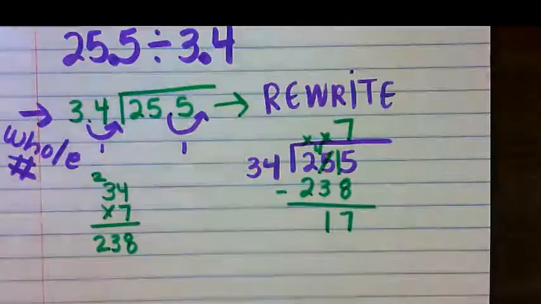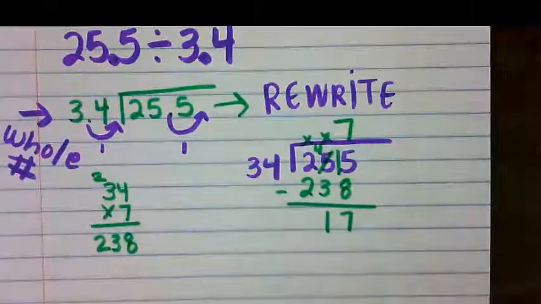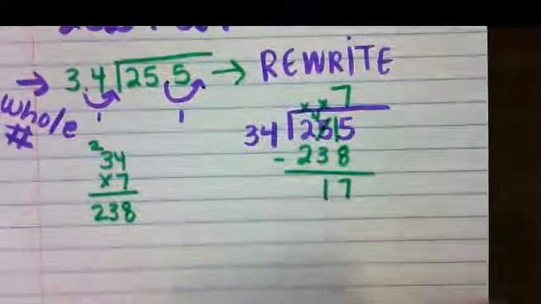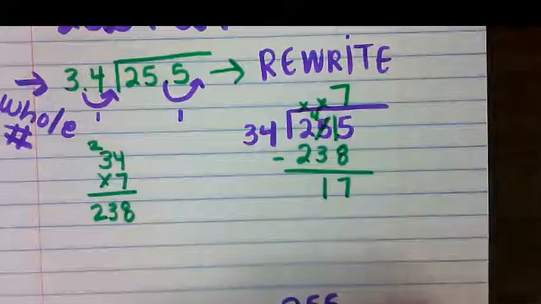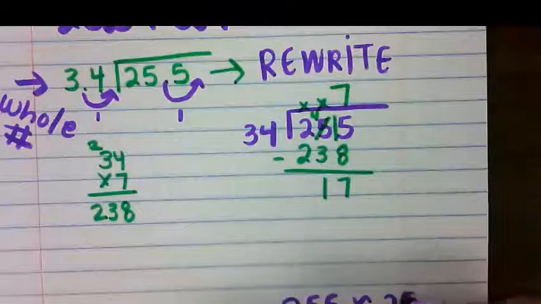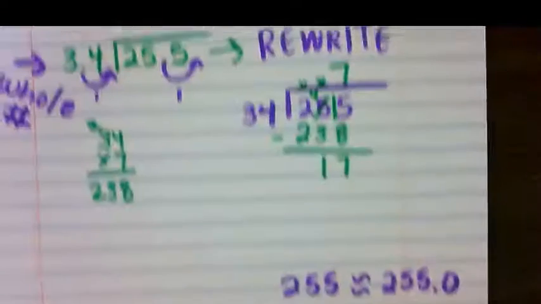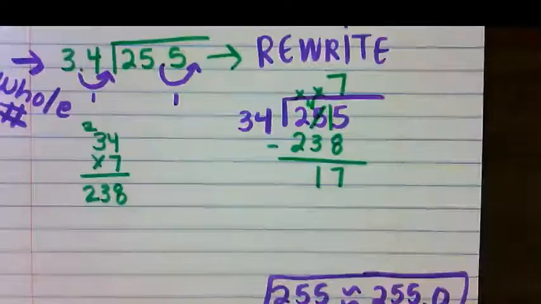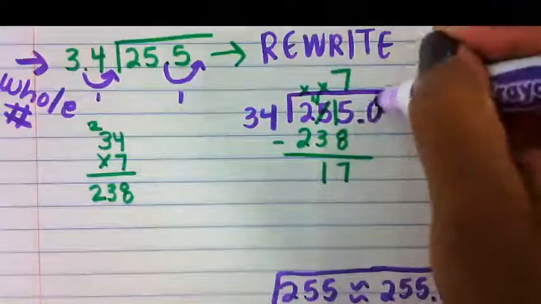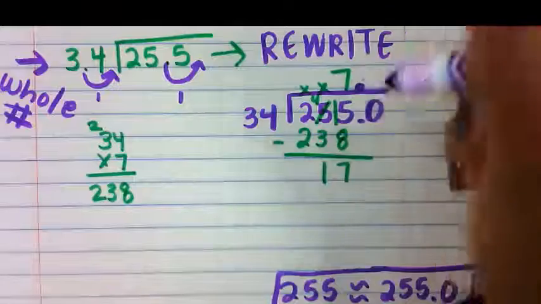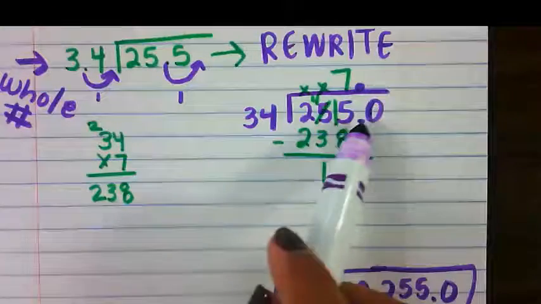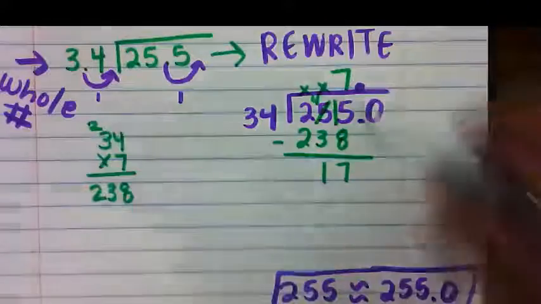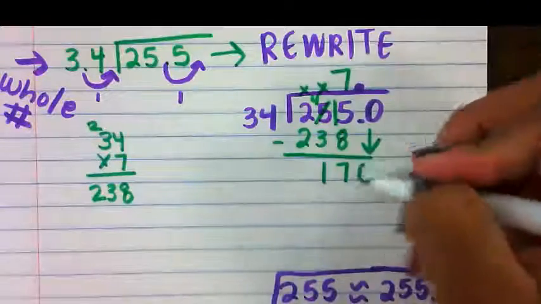Now, this is where we have to use our decimal. Now, is this number 255, like this, equivalent to 255.0? Are these equivalent? Well, of course. So I'm going to add a decimal point and put a 0 to represent my number. And if I put a decimal point here, I need to also put a decimal point here. And now I'm going to bring down the 0 I've added.